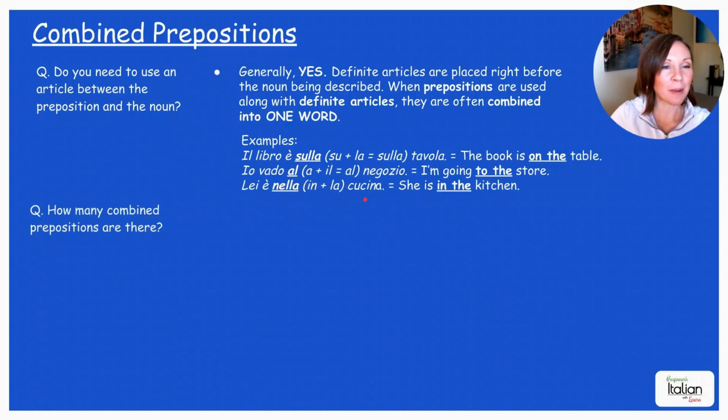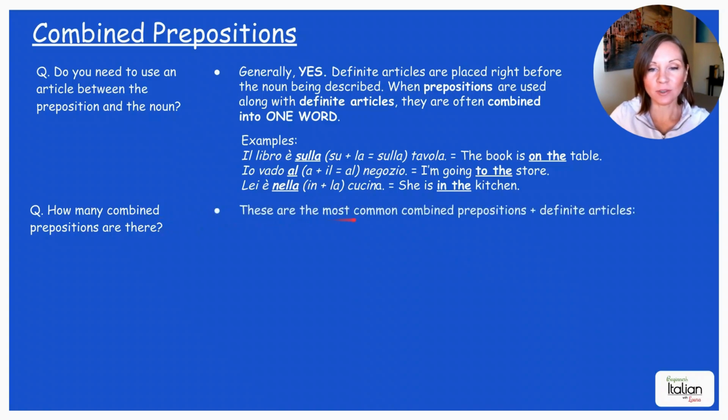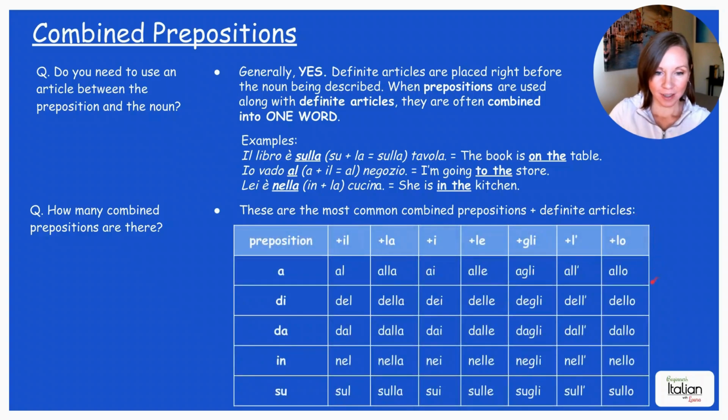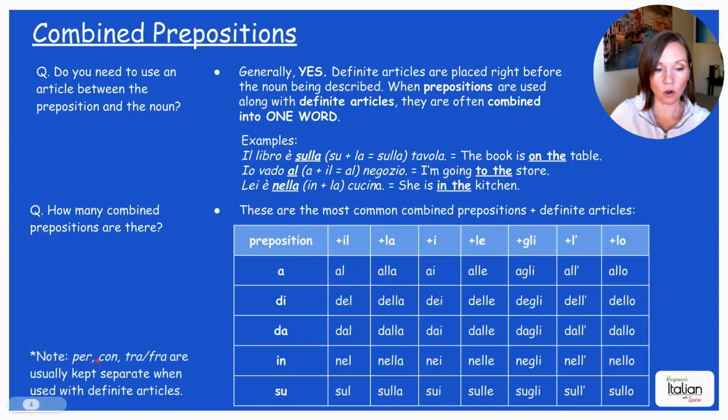Okay, so how many combined prepositions are there? These are the most common combined prepositions plus definite articles. Okay, here's the table. So, just to note, per, con, tra, and fra are usually kept separate when used with definite articles. Okay, so they're not even in this table here, so don't worry about them. You just keep them separate. But all of these you do combine with the definite articles.